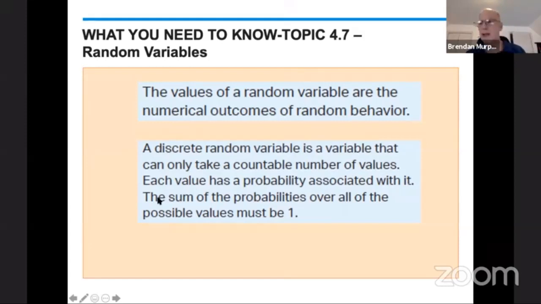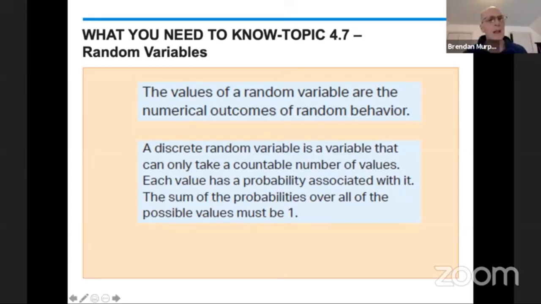We talked about this on Monday when we talked about the sample space. The sum of the probabilities over all of the possible values must be 1. Super important, and I'm going to use that when I start to do some problems later this afternoon. I want to make sure that all of my outcomes add up to 1, and that sometimes helps me solve the problem.